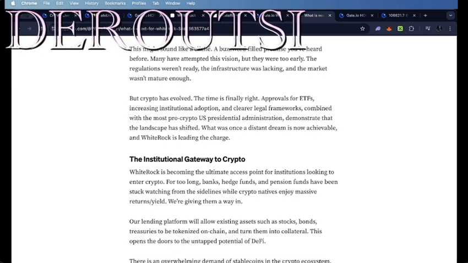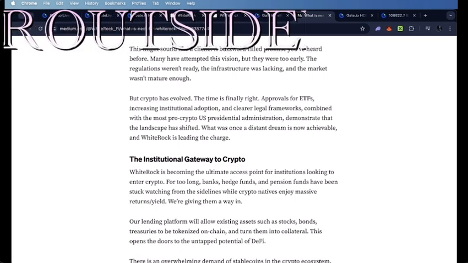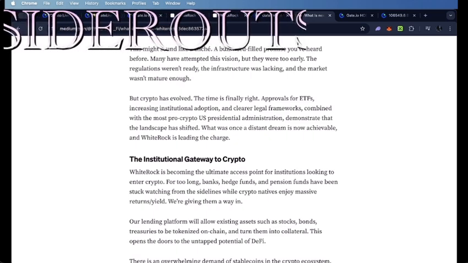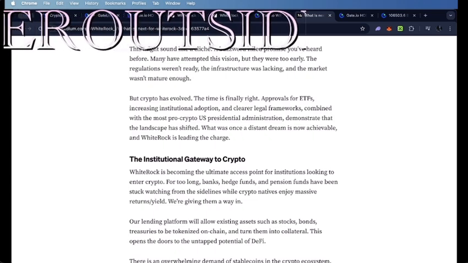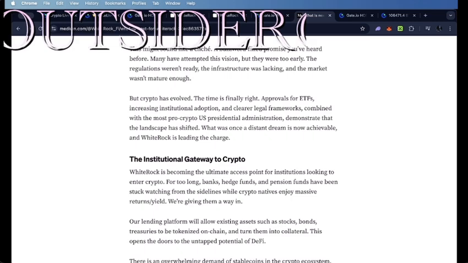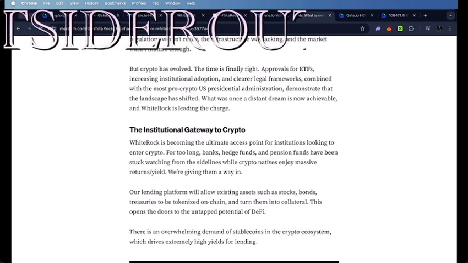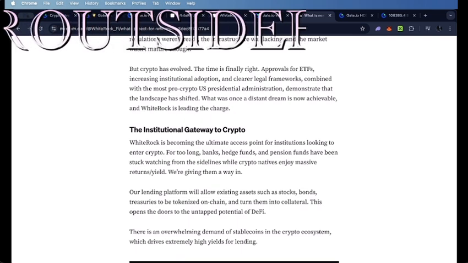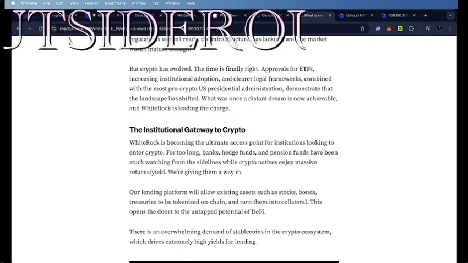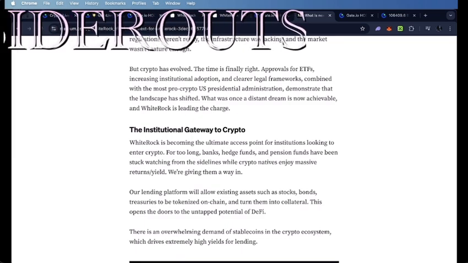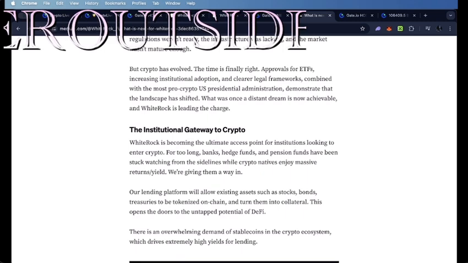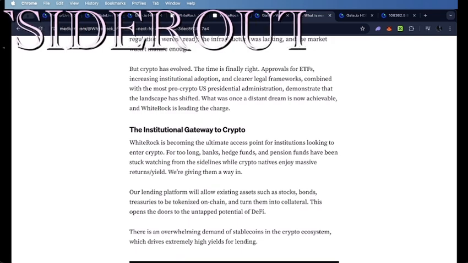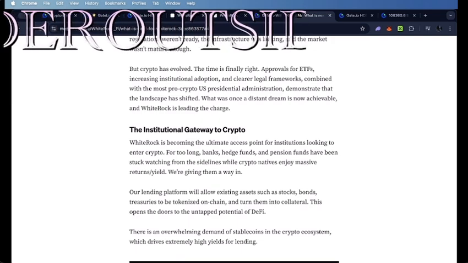So this might sound like a cliche, a buzzword-filled promise you have heard before. Many have attempted this vision, but they were too early. The regulations weren't ready, the infrastructure was lacking, and the market wasn't mature enough. But crypto has evolved. The time is finally right. Approvals for ETFs, increasing institutional adoption, and clearer legal frameworks, combined with the most pro-crypto United States presidential administration, demonstrate that the landscape has shifted. What was once a distant dream is now achievable, and BlackRock is leading the charge.